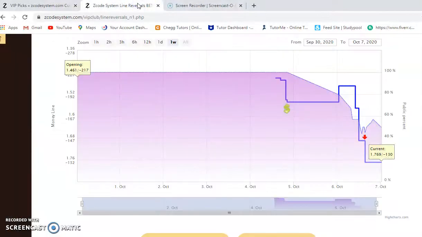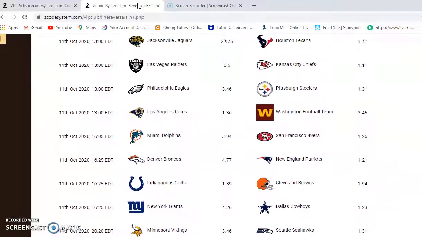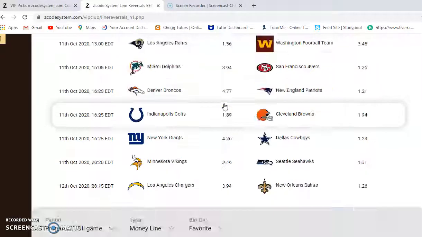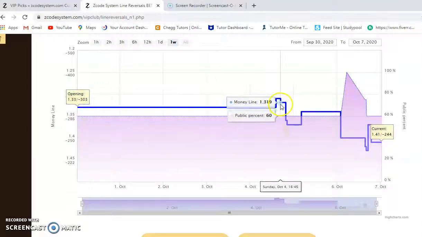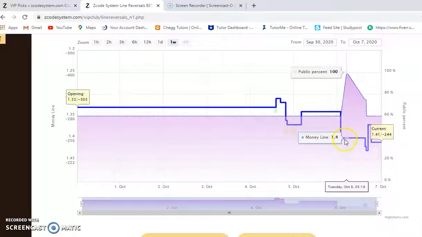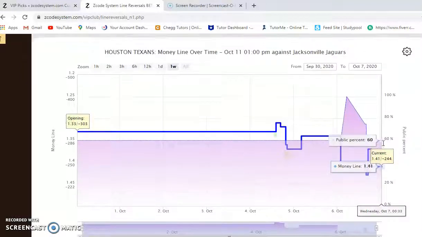You look at the line reversal, it's always a great tool to use. See how much the line has moved. Here we go, Jacksonville and Houston. So take a look here, the line opened at 1.33, and you can see there has been some movement, not a huge amount, up and down slightly. And there you can see now it's currently at 1.41. So not enough of a movement to really make much of a change in the way you're going to bet on this one.